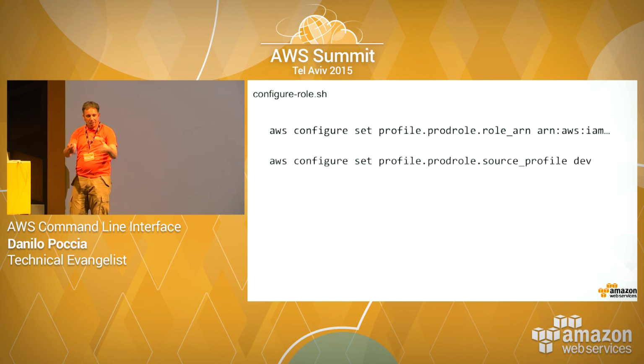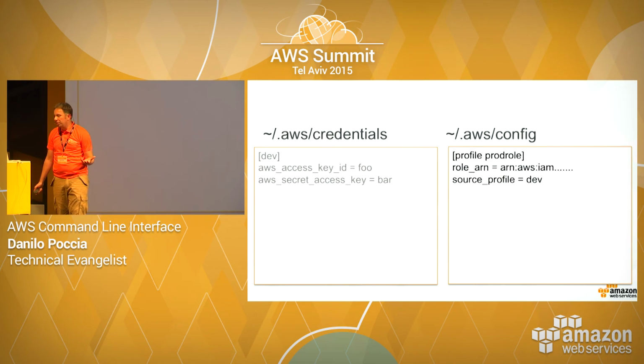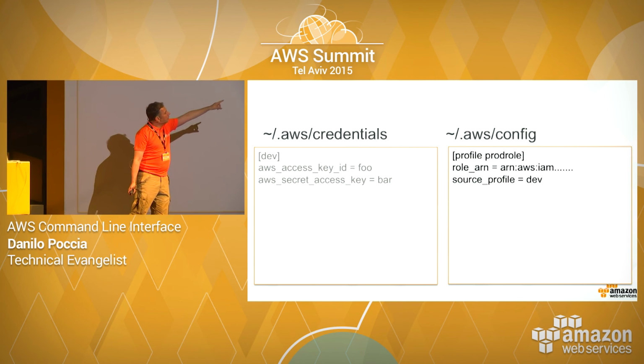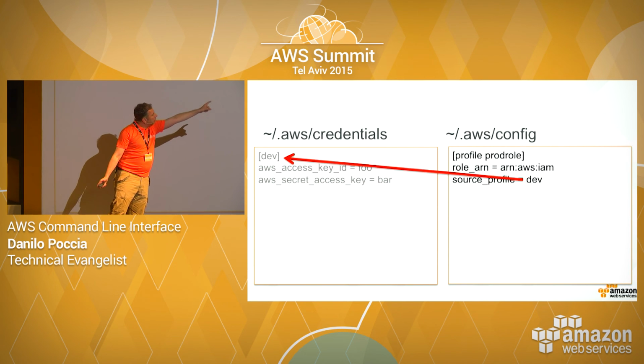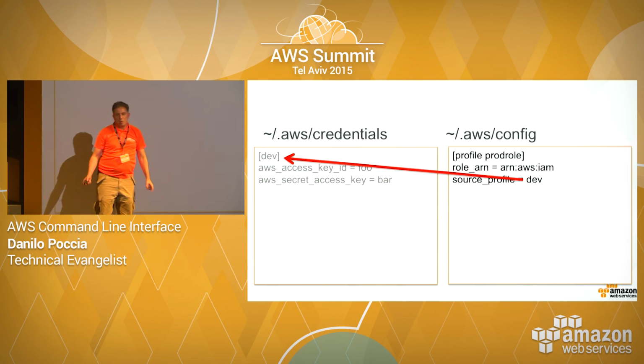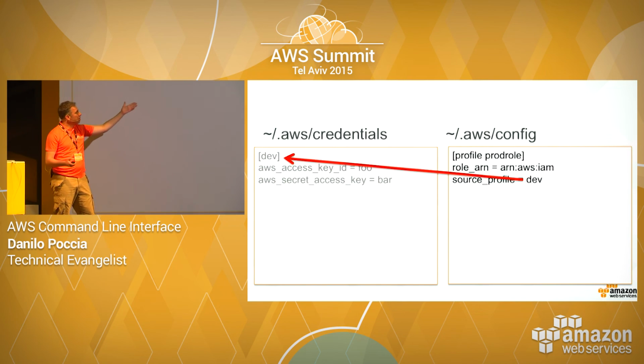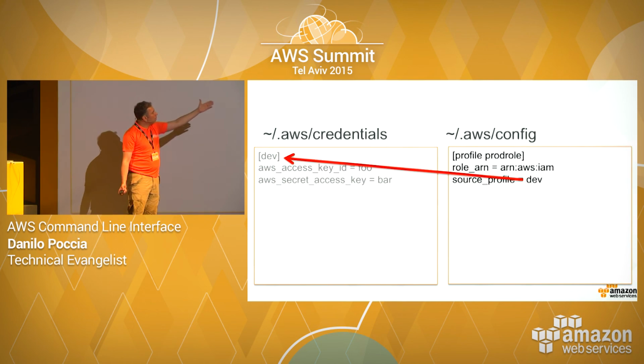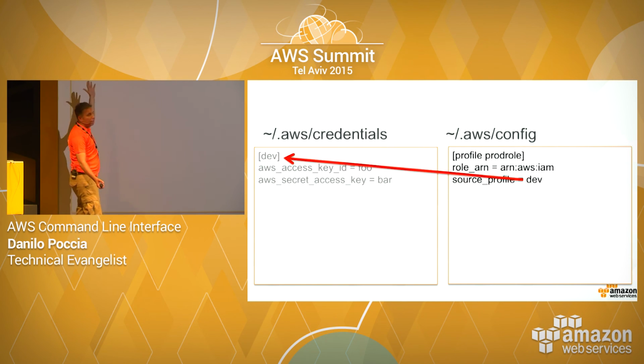But of course, there's the server-side configuration. Otherwise, this would not be very good for security. And this is an example of what you can see in the configuration file. Here you have the credential of the development user. There you have the role ARN and the source profile to use. And what this is saying is, to assume this role, you must use the development profile.